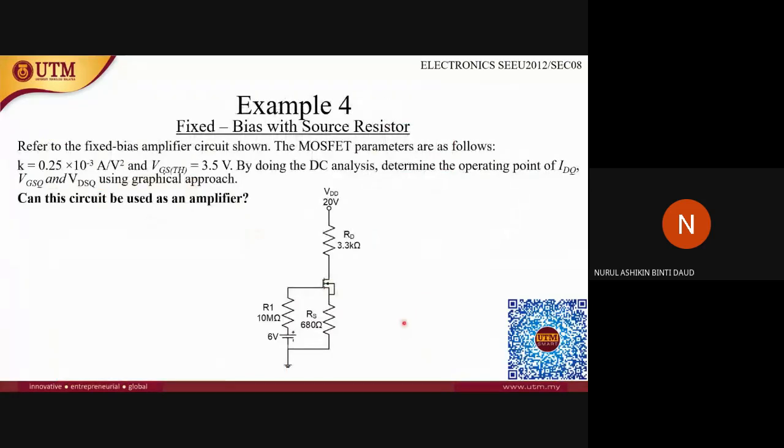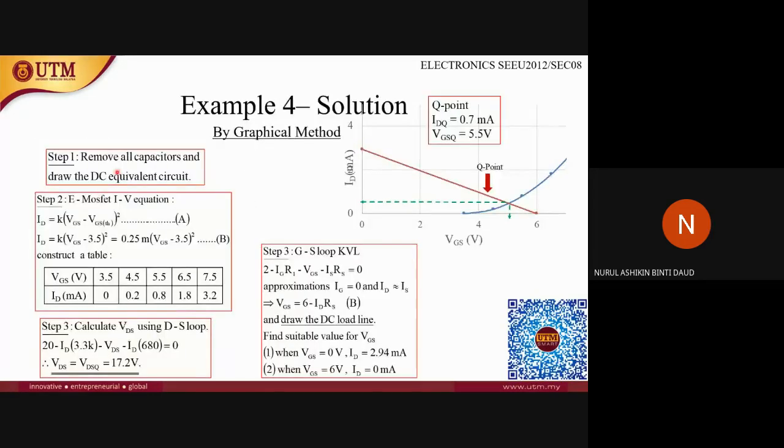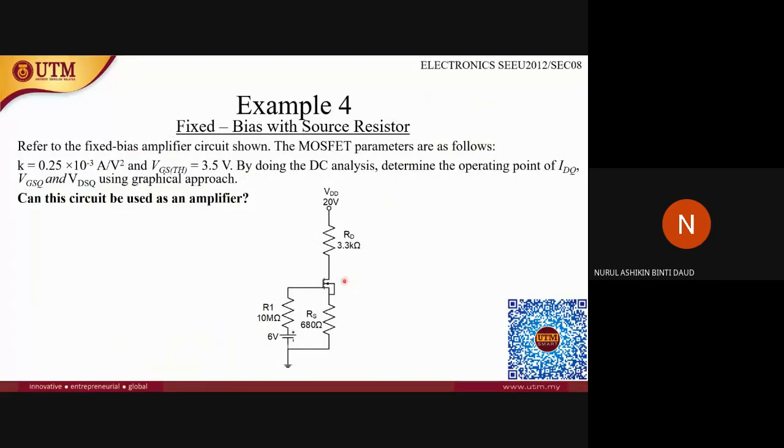So let's look into this question. It's given that the K value is this value, and the VGS threshold is 3.5 volts. First of all, we need to remove all capacitors, but since there are no capacitors here, you don't have to remove anything.